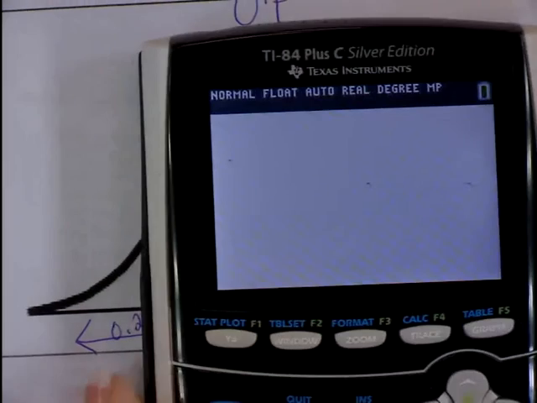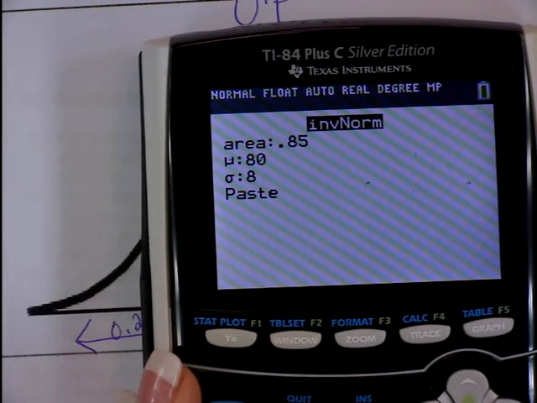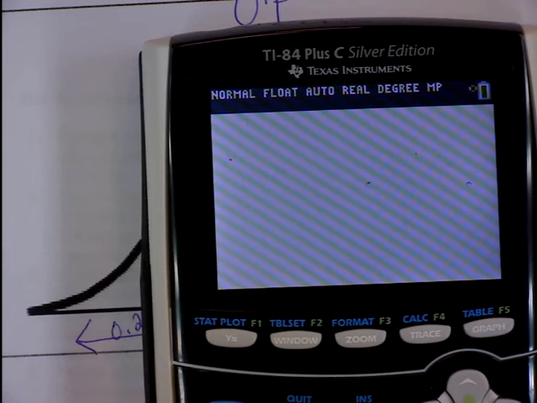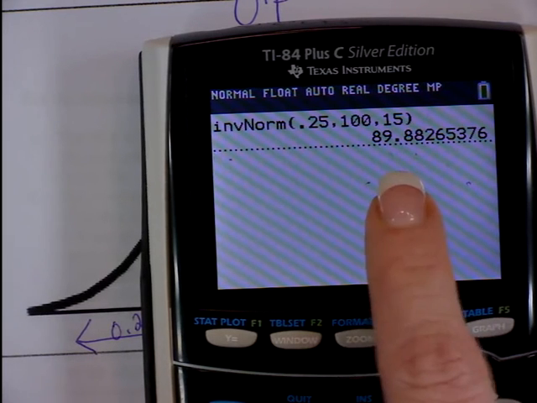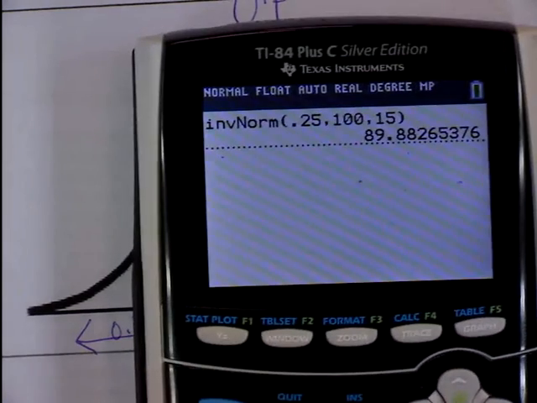So you would go to second variables, invert norm. 0.25. The mean is 100 and the standard deviation is 15. And then paste. 89.88, so that's different than by hand. 89.88, which is okay. It's very, very close to the 89.95.